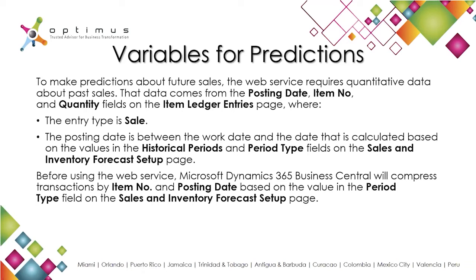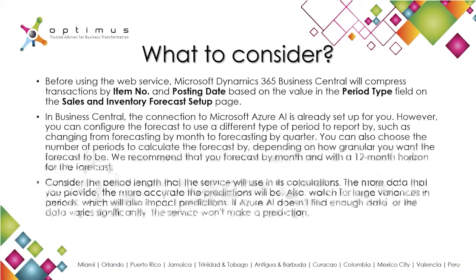But this is what Cortana actually checks, okay? The item ledger entries, basically. And then before using Cortana in Microsoft Business Central, we are going to compress transactions, but for what we call the posting date. Every time we sell, we purchase, everything has a specific register in our database with one date. So we analyze which period we are going to use.